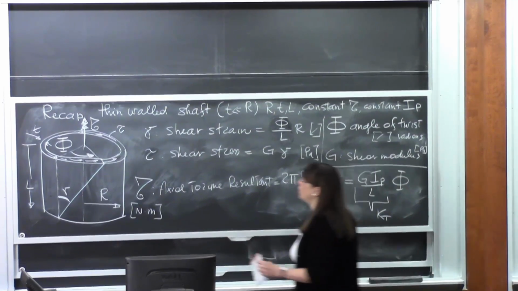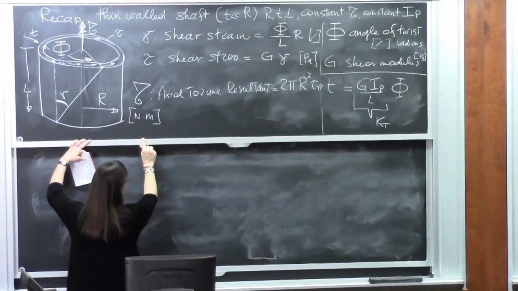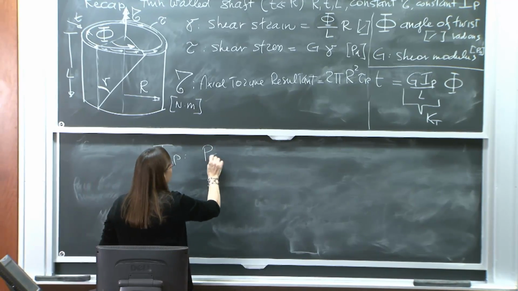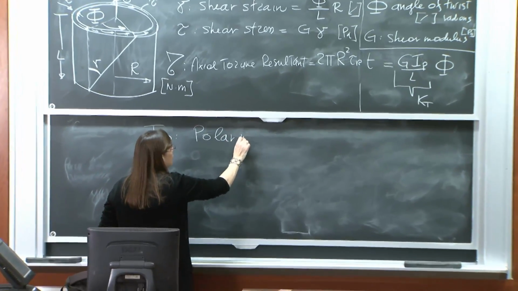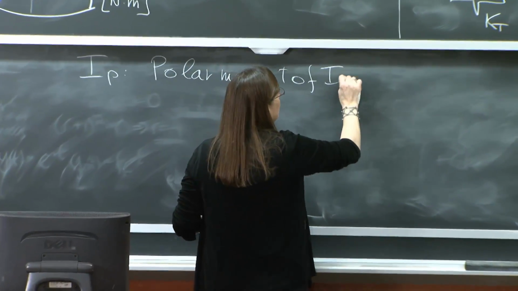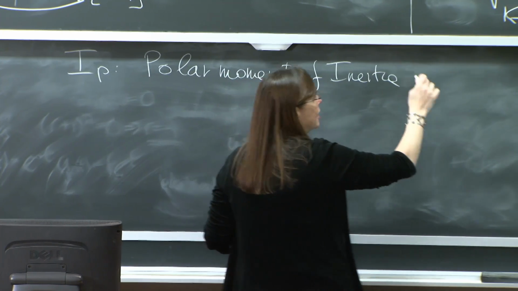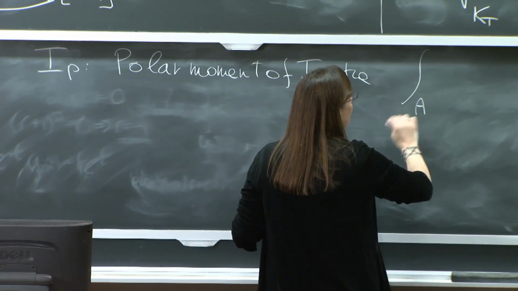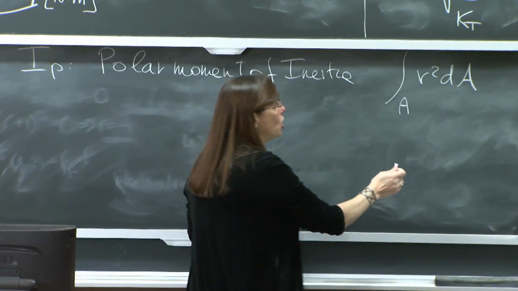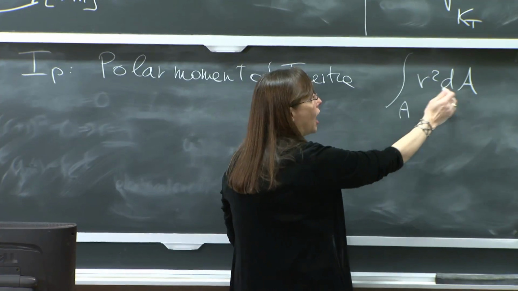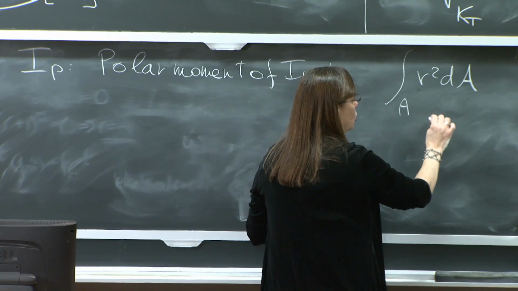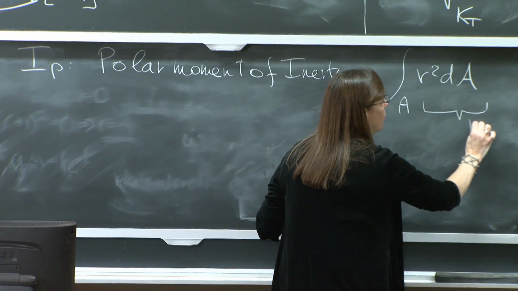IP is the polar moment of inertia of the section. We did this last time briefly, but IP is the polar moment of inertia for the section A. It's defined as the area integral of r squared dA. So it measures how much area you have, and how far from the axis. As you see, the units for this are meter to the fourth.